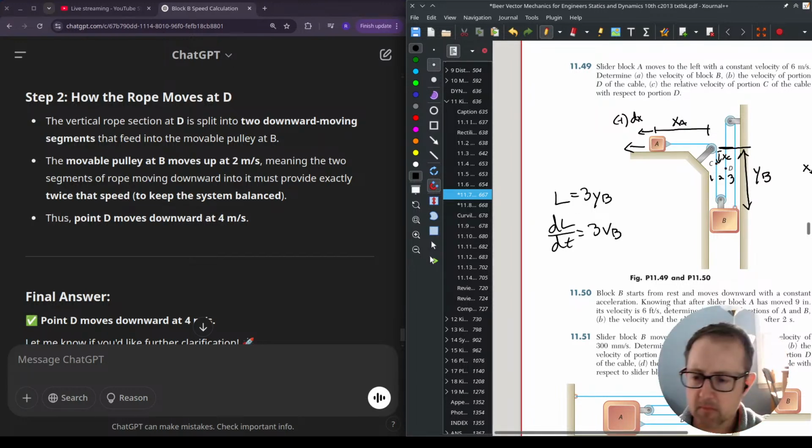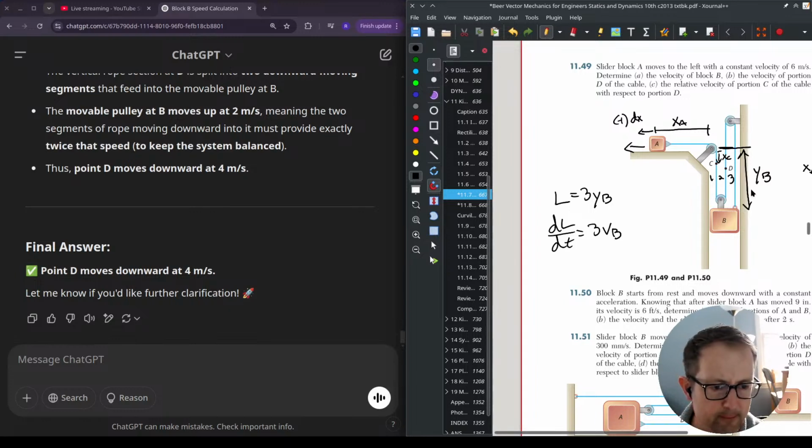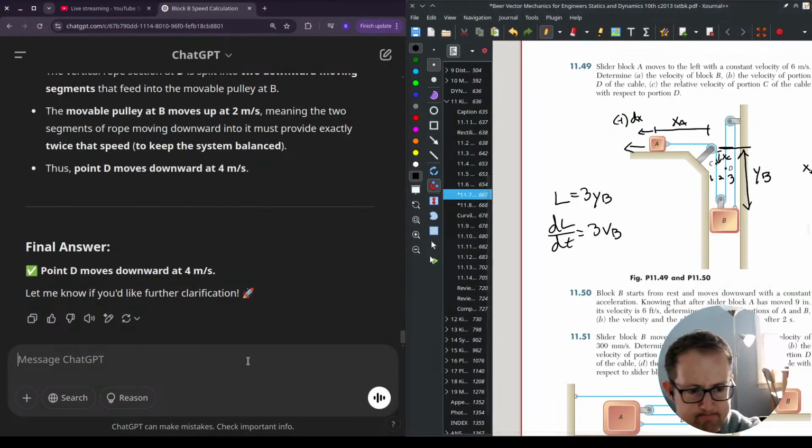Hmm. 4 meters per second. I don't know about that. I mean, it's definitely moving downward, but is it moving 4? I feel like it's got to be moving down 6, and that's moving up 6. No, maybe not. Okay.